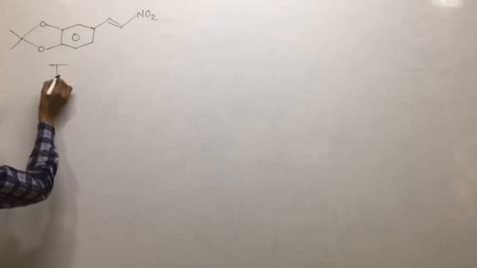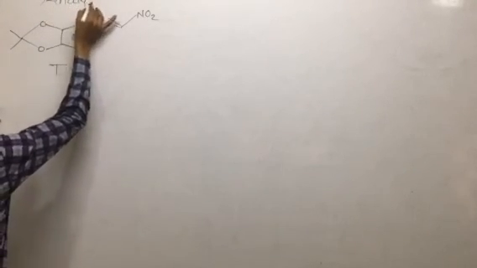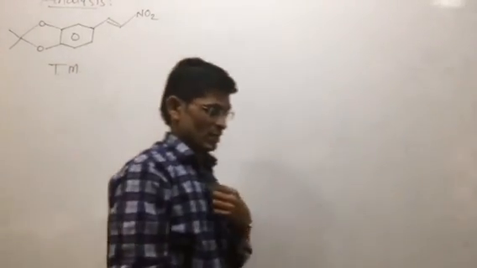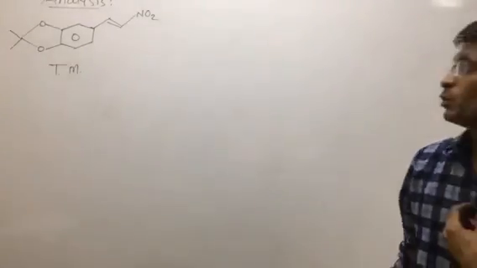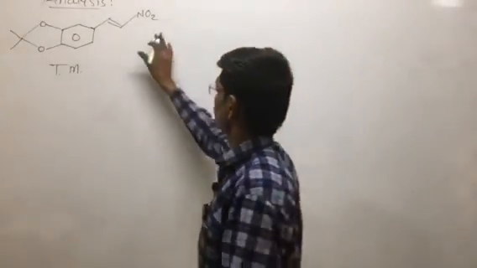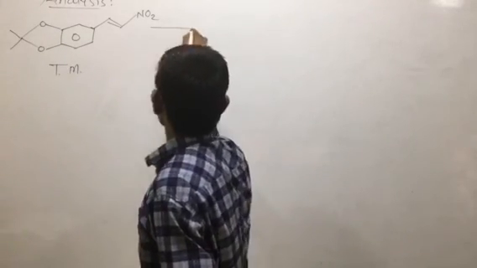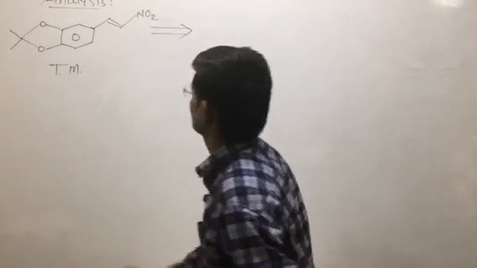Students, in continuation of our retrosynthetic approach, if we are given this target molecule, what is the analysis of the given compound? Such a compound has three functional groups: nitroalkene and cyclic ether. So what is the plan of the synthesis?